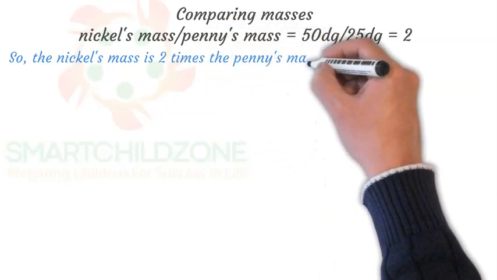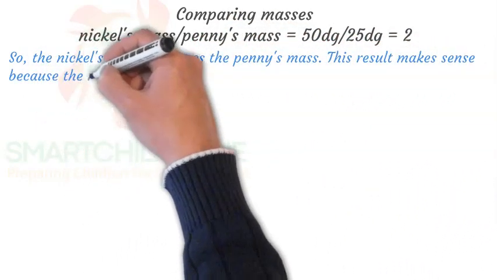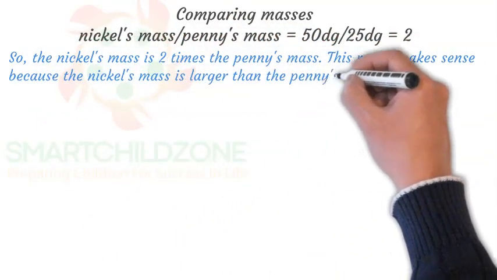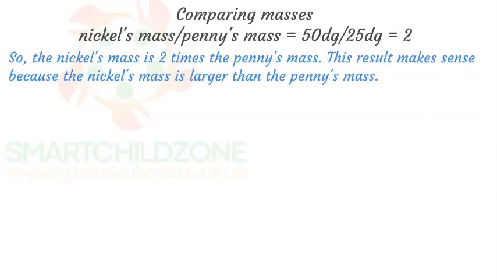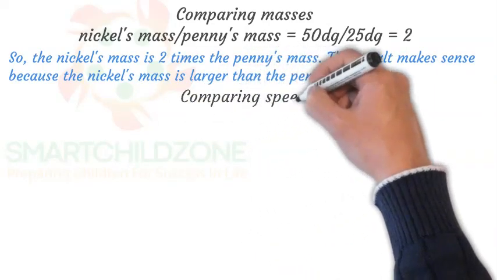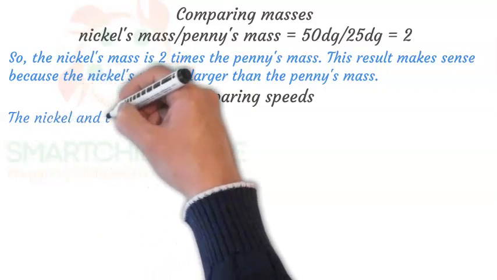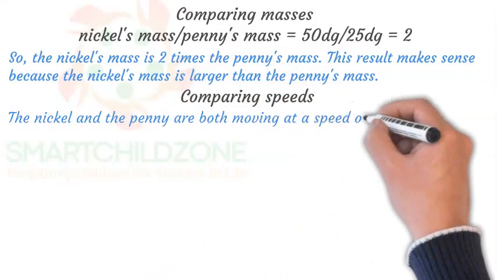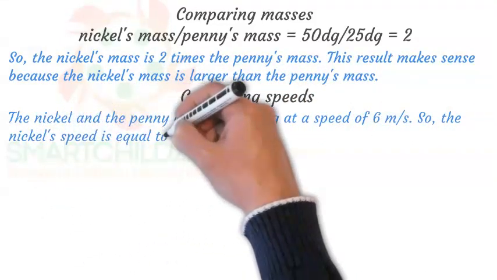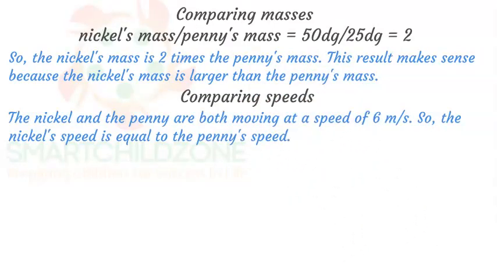So the nickel's mass is 2 times the penny's mass. This result makes sense because the nickel's mass is larger than the penny's mass. For comparing speeds, the nickel and the penny are both moving at a speed of 6 meters per second. So the nickel's speed is equal to the penny's speed.